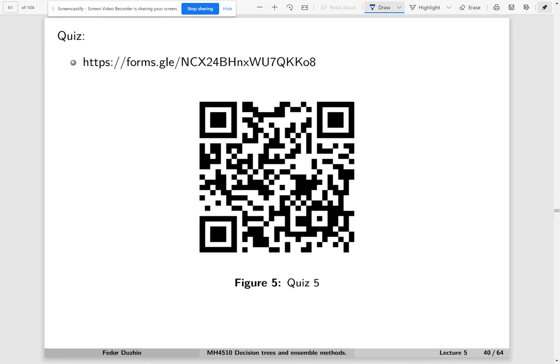Okay, so this was all about constructing a classification tree, well, about how it makes its prediction. And so now please do this little quiz.